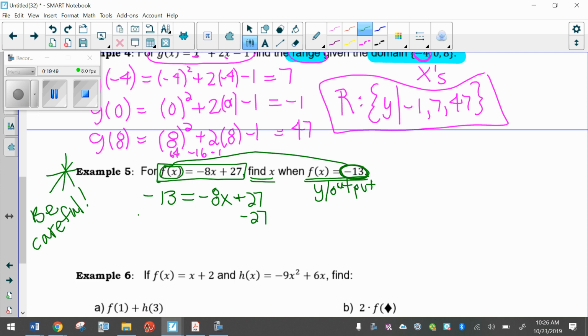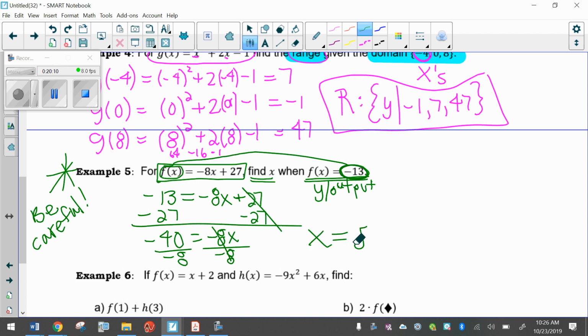We're going to use the subtraction property of equality and subtract 27 from both sides and get negative 40. And then we're going to use the division property of equality, divide both sides by negative 8. We're going to find that x equals 5. Sorry for that crazy 5.